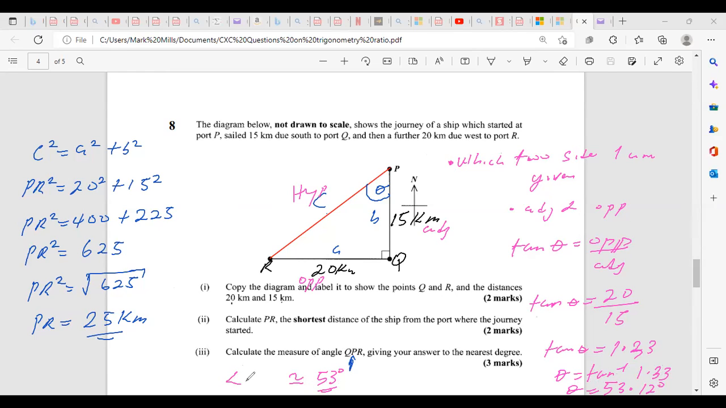Angle QPR will be equal to 53 degrees, right? Ladies and gentlemen, I think we're done for tonight, right? You guys did an excellent job, am I right? Yeah, even though some people have left me, but it's okay.